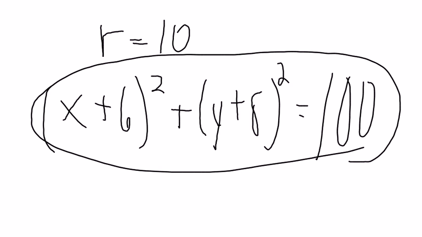Alright, number 11. The center of a circle is (h, 7). Okay, so we do not know the x-coordinate now. We know the y-coordinate. It's at 7. The radius is 10.